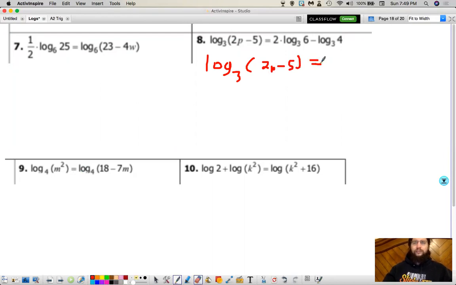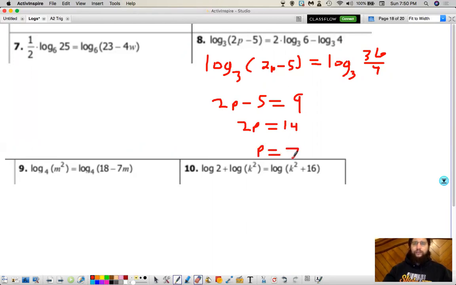Right side though, we've got log base 3. 6 to the second power is 36. Divided by 4, you can skip the steps, 36 over 4. You can put the 9 there if you want to. Don't put equals 9 right here, though, because that's not right. But now, whenever we write out our arguments equal to each other, you can just put the 9. You get 2p is 14, and p is 7. Check it out. 14 minus 5, yeah, that should be all right. And b's, yep, no, we're good.